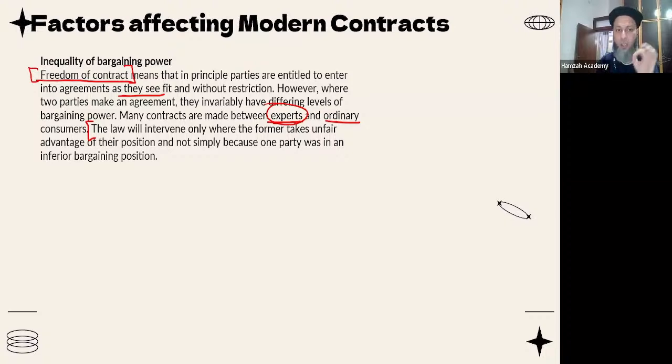Now remember, law intervening does not mean that the judge will come himself. How would he know? I will have to go as an injured party to the court, and then law will intervene. Otherwise, if there is a general contract, both parties have equal bargaining power, law does not intervene in that. We will later on further discuss these when we study the chapter of consideration.